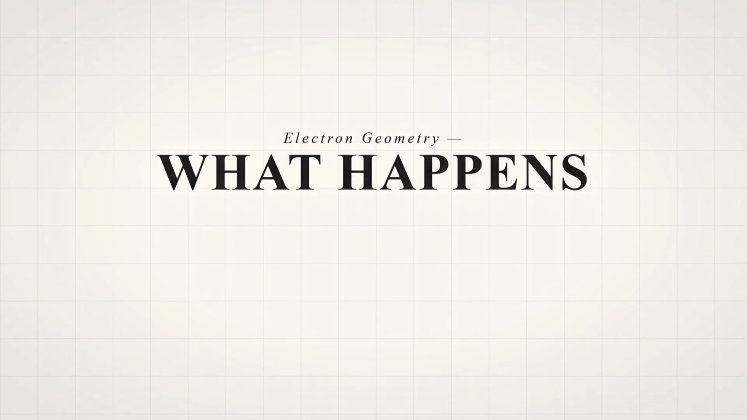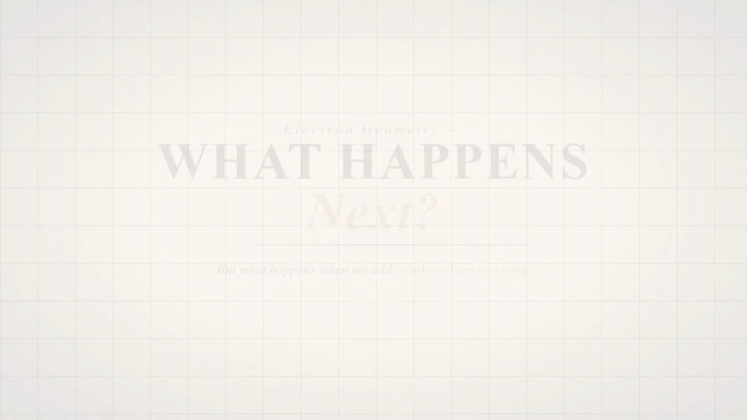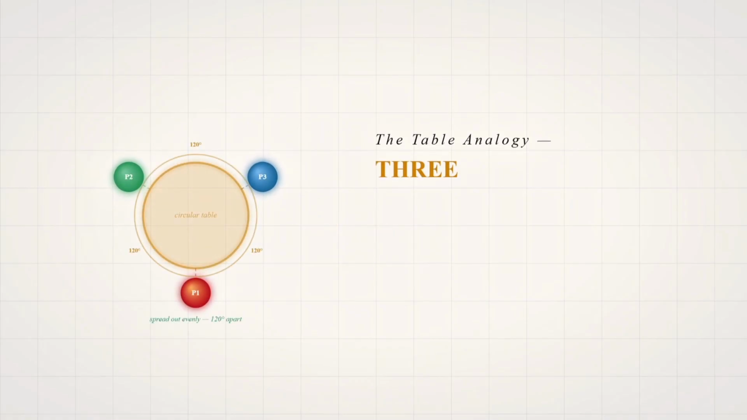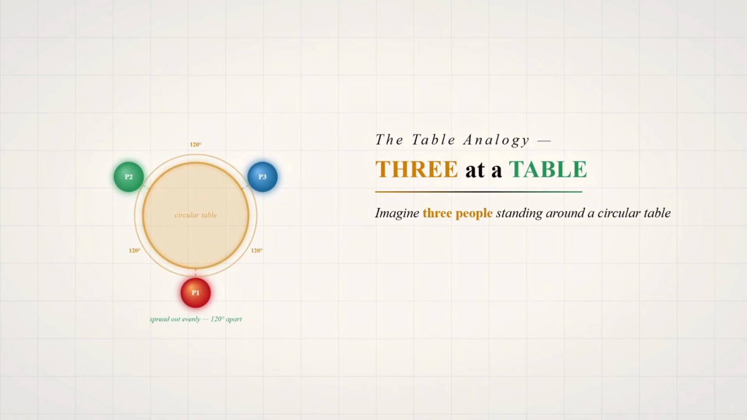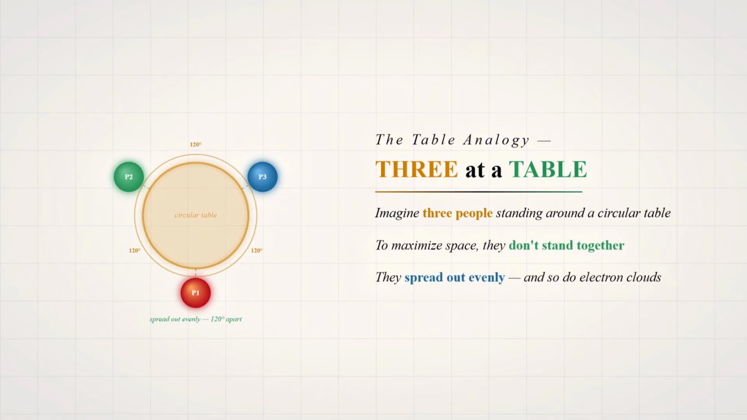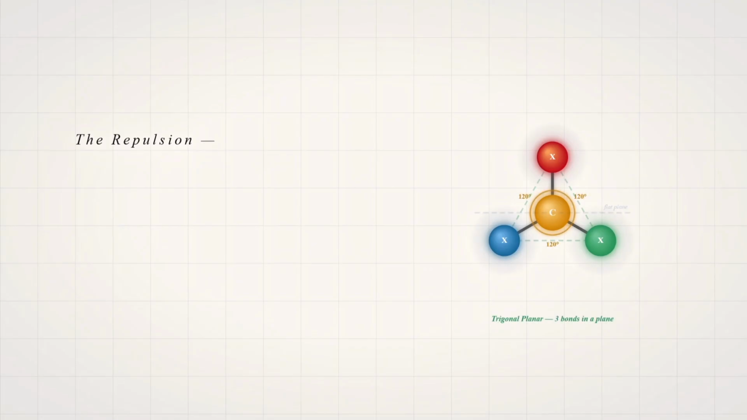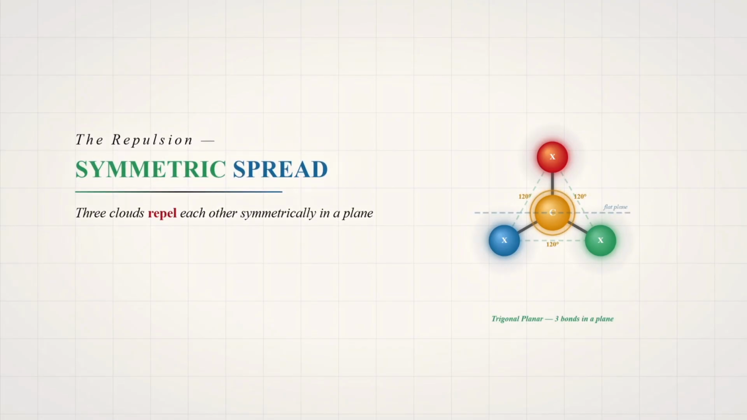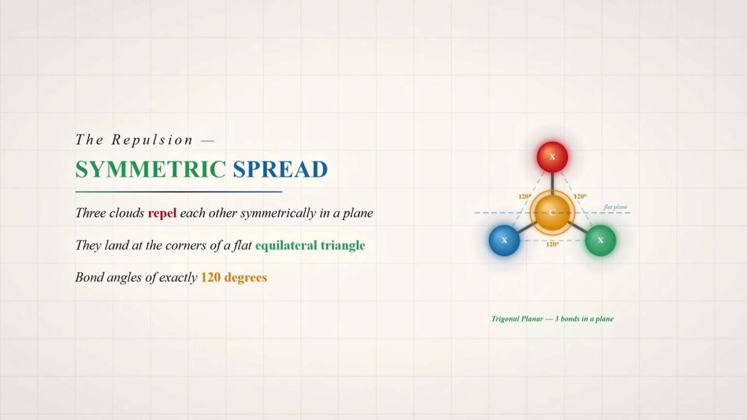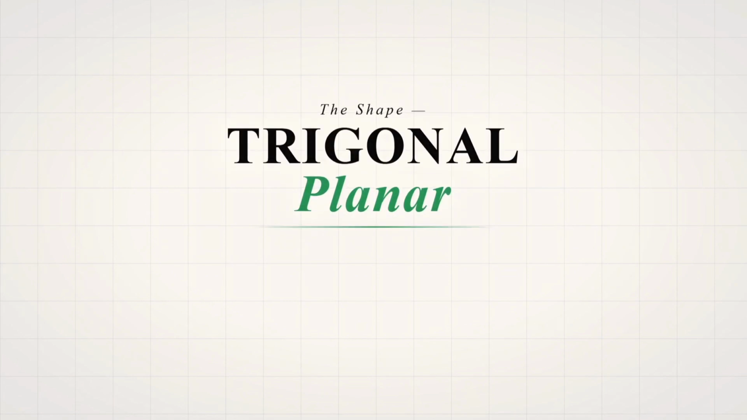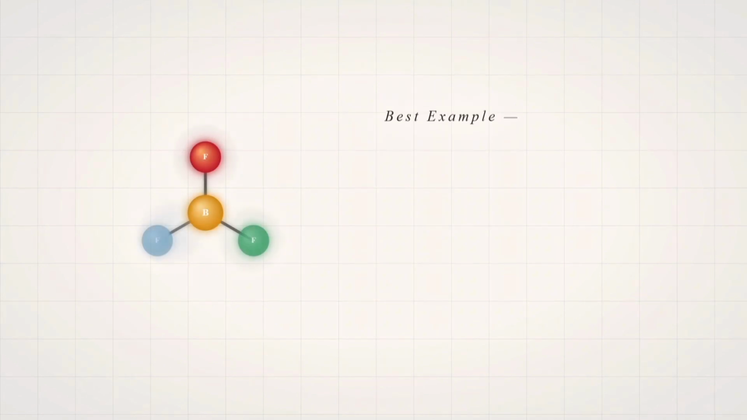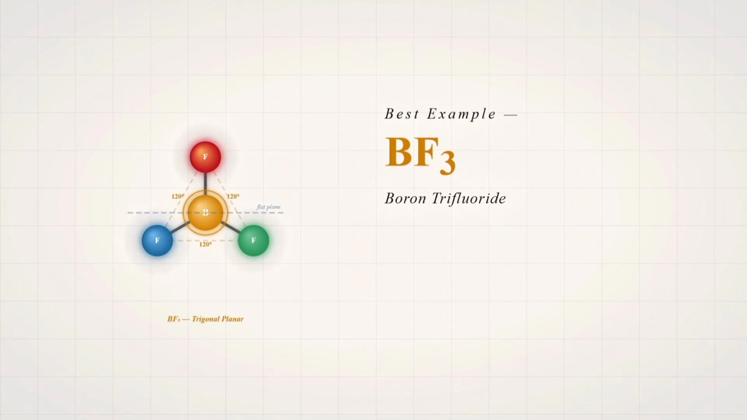But what happens when we add another electron group? To predict the shape, imagine 3 people standing around a circular table. To maximize space, they don't stand together. They spread out evenly. The same happens with 3 electron groups. 3 clouds repel each other symmetrically in a plane. They land at the corners of a flat equilateral triangle. Bond angles of exactly 120 degrees. This shape is called trigonal planar because it has 3 bonds arranged in a plane. Best example, boron trifluoride, BF3.